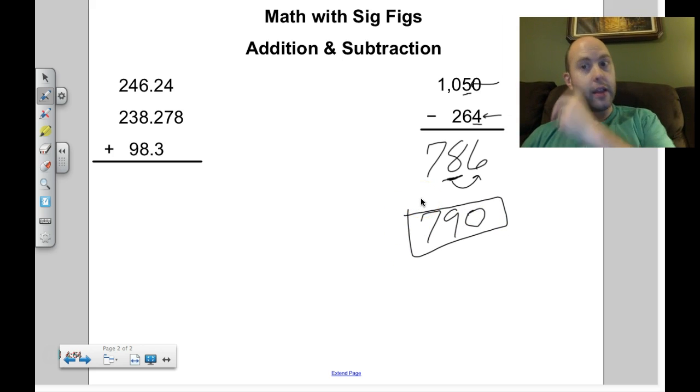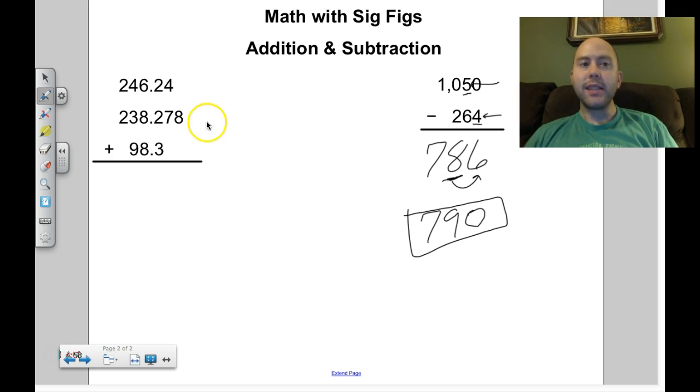So again, the big thing with adding and subtracting is not how many sig figs there are. It's which is the farthest left uncertain digit. That is the place where you round your answer.